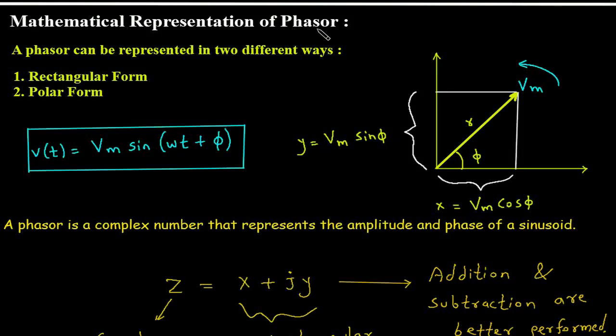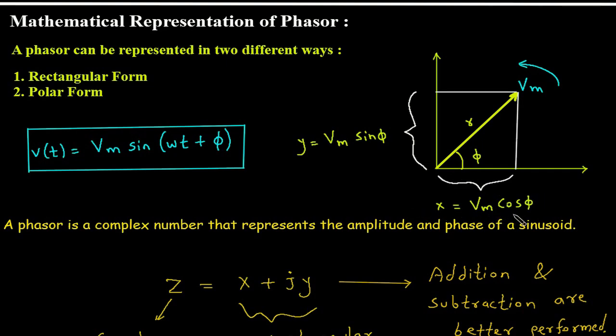Mathematical representation of phasor. A phasor can be represented in two different ways, rectangular form or polar form. Here we can see this is the equation of instantaneous voltage: v of t is equal to Vm sin(omega t plus phi). We can represent this instantaneous voltage using a phasor as shown in this figure.